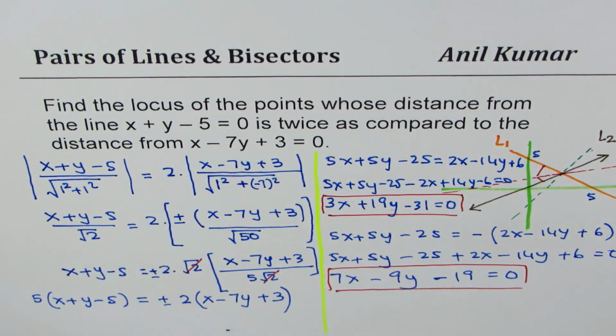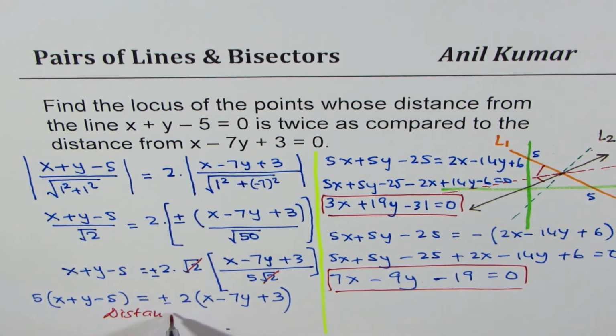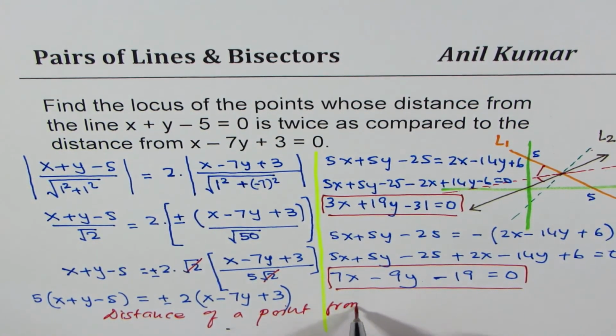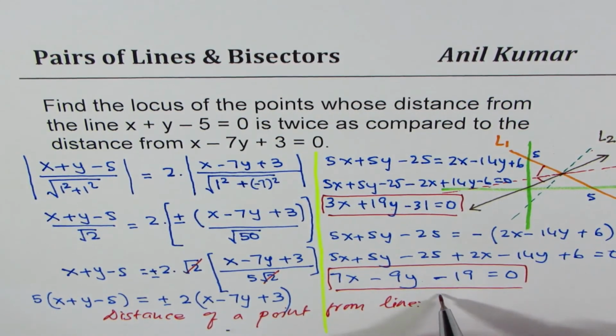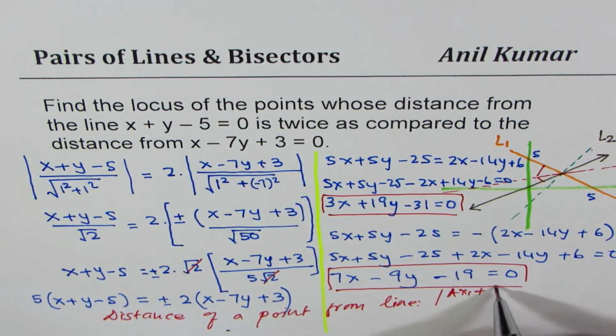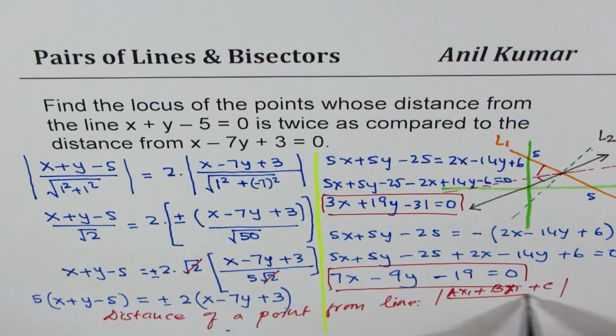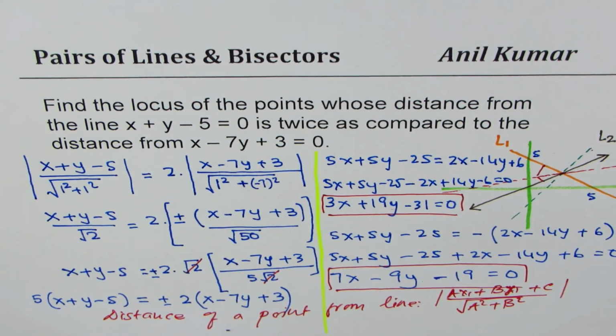So the idea here is to find the locus of points. There are two possible lines as shown here. So these are the lines, and straight away you can apply the distance of a point from a line formula to get the answer, that's the absolute value of ax1 plus by1 plus c divided by the square root of a square plus b square, where x1, y1 is the point, correct? So that's the formula which we have applied to solve this question.